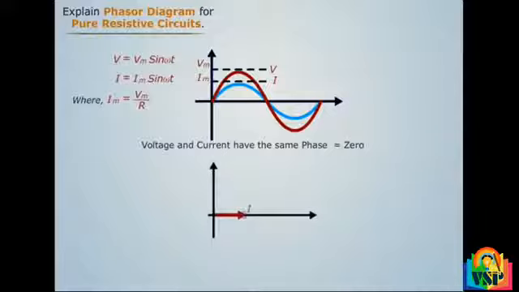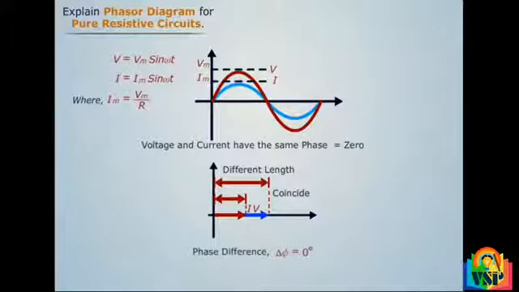Coming to the phasor diagram. The current vector and voltage vector are rotating about a fixed point. So I is equal to V by R. The voltage vector is always greater than the current vector. So that is the phasor diagram. Current and voltage coincide. The phase difference is 0 degrees.